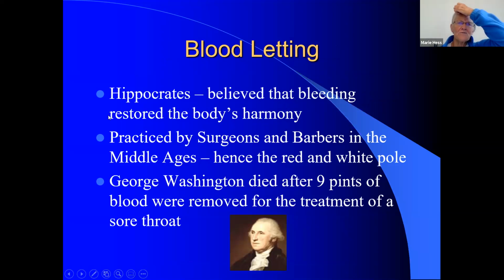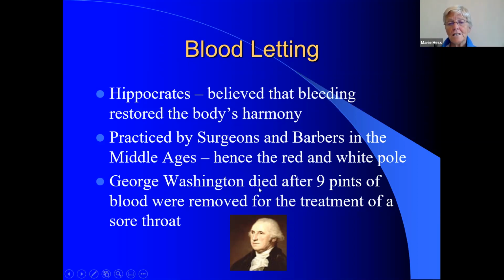Bloodletting was kind of an interesting thing. Hippocrates believed that it restored the body's harmony. And it was practiced by surgeons and barbers in the Middle Ages. And that's why there's a red and white pole outside a barber shop that told you that they not only would cut your hair, but they would get rid of your blood if you needed to. So that's where that came from.